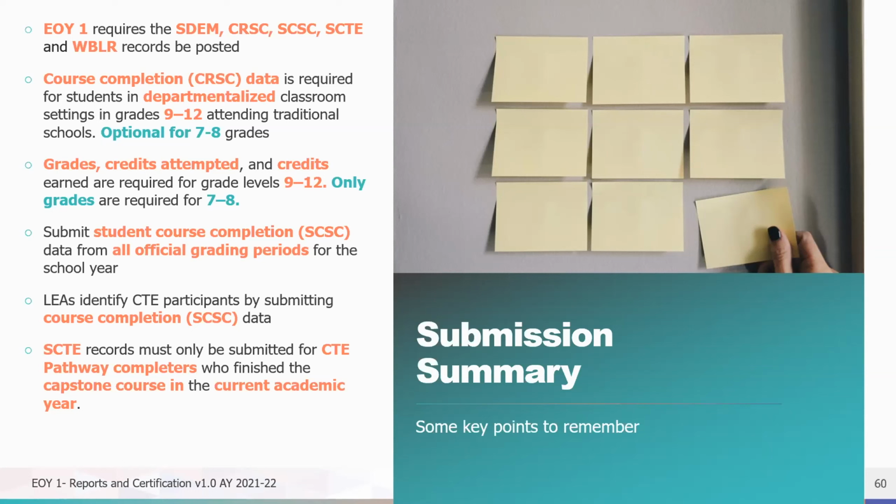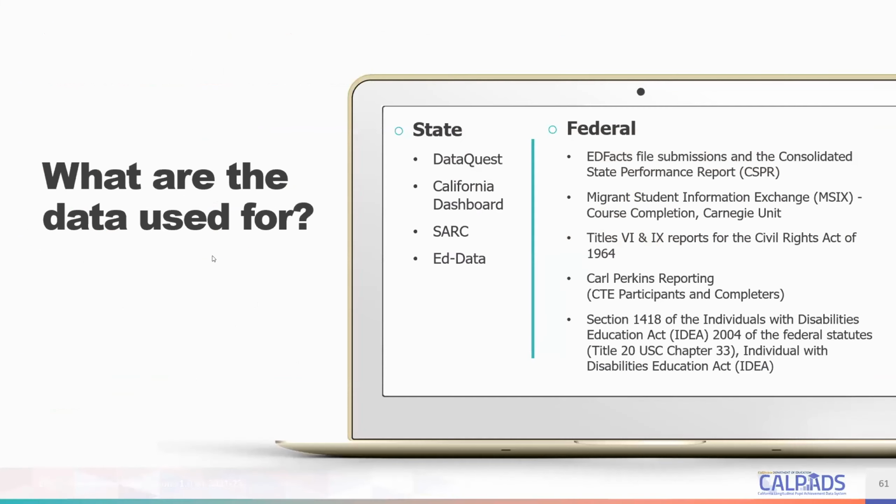Submit student course completion file for those students who completed official grading periods. They actually received marks. Identify your CTE participants by submitting course completion records. CTE completers are identified by submitting student career technical education records, those SETE records. Remember, submit those students who complete their capstone class in the year that they complete their capstone course.